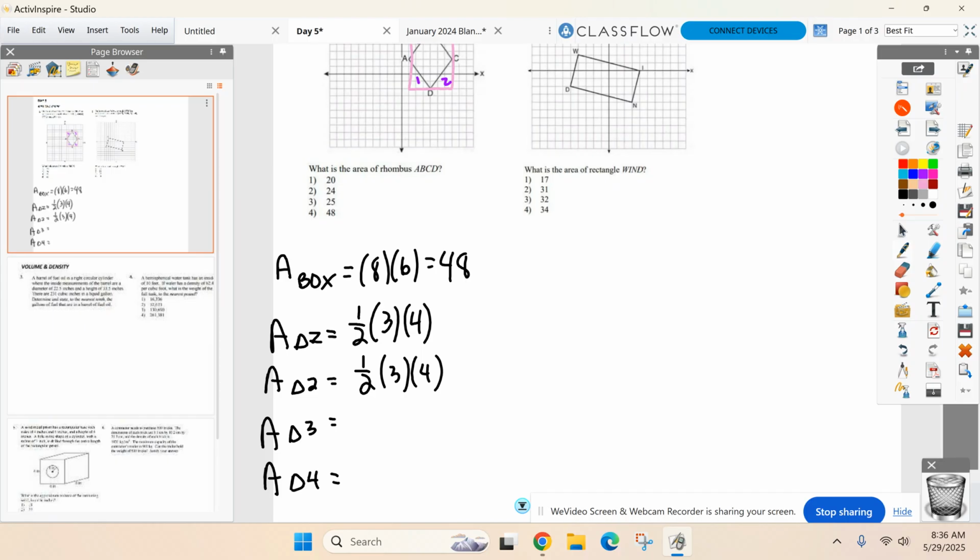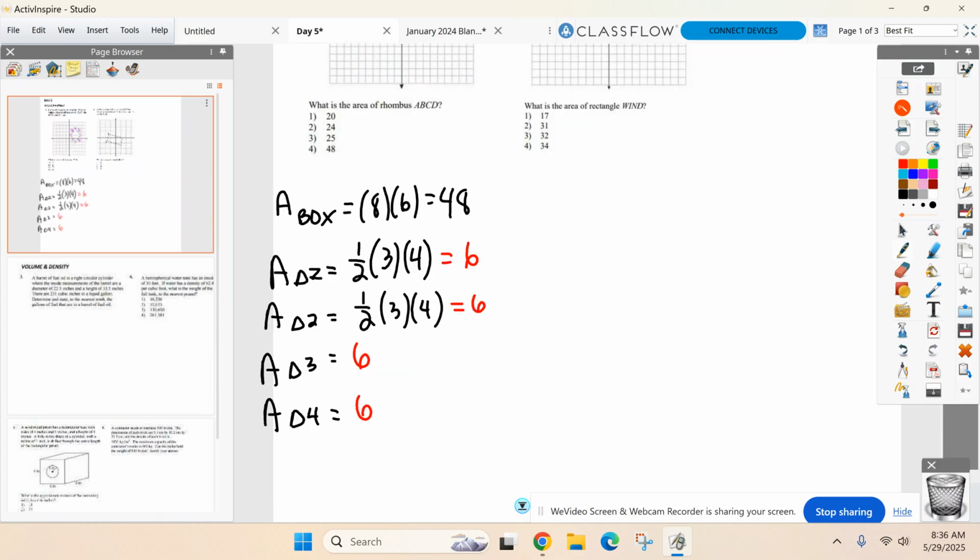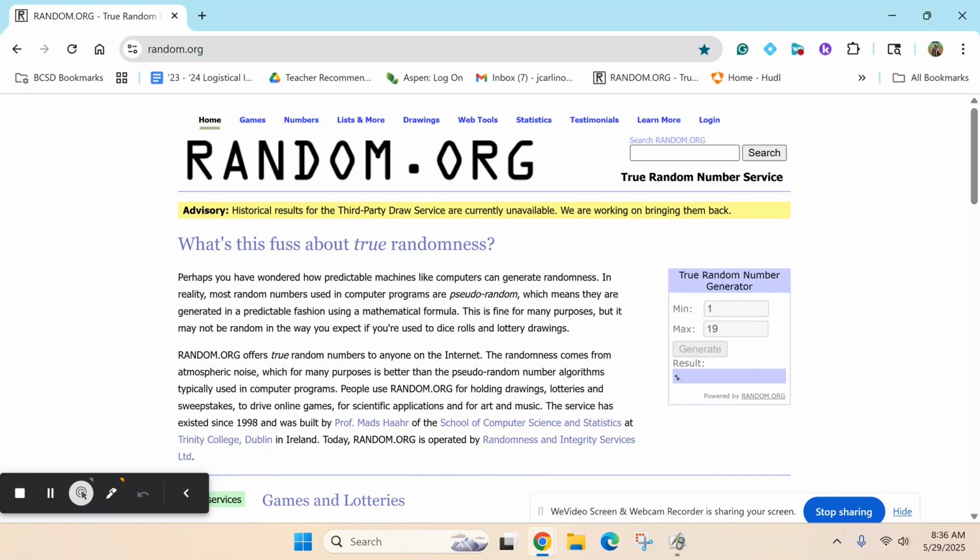Sixes should be 6s for everyone. All right, I think it's because it's a rhombus. That's why. Don't expect all of them to be the same. And then what do I need to do with the 48 and all those triangle areas here to find the area of the rhombus? What do we do with all of them?